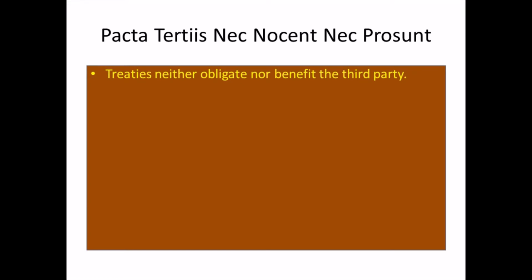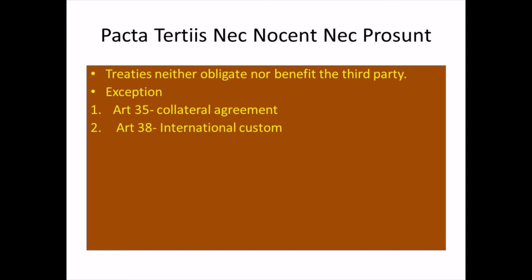But this Latin term also has certain exceptions. The first exception that we look at is Article 35, which says that in case of collateral agreements, even the third party is benefited from it. Second, Article 38, the international customs. We have recognized that international custom is one of the major sources of international law. It is just cogent in nature, so it is an exception to this principle.